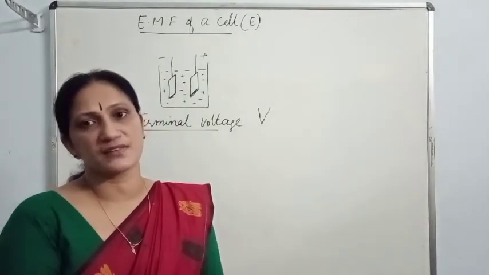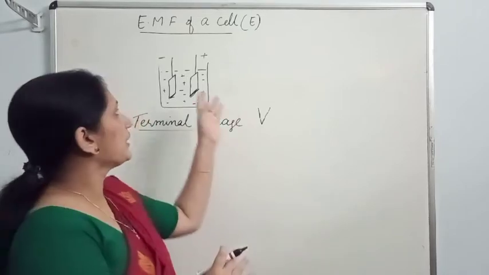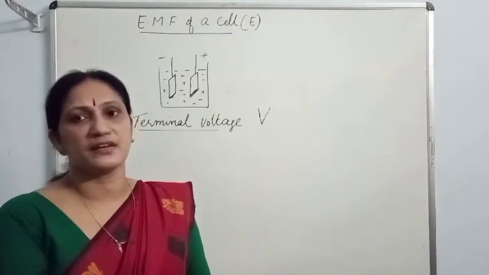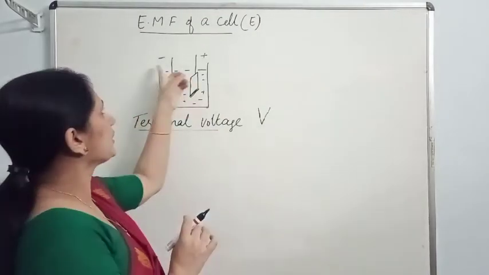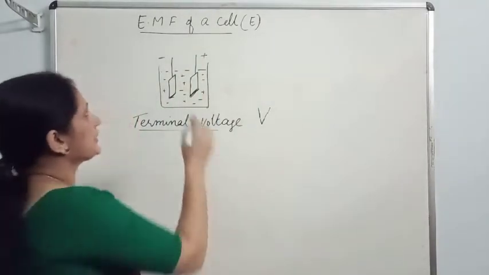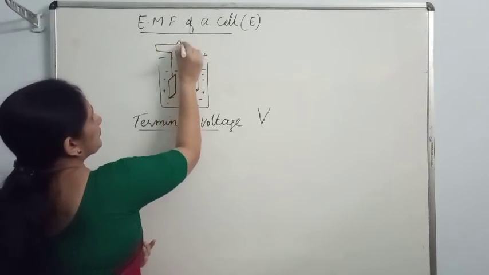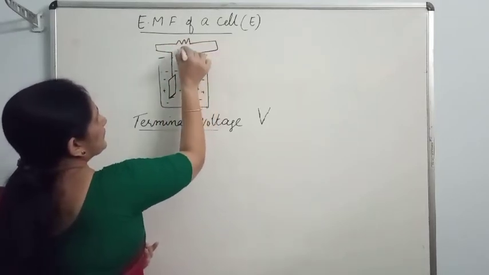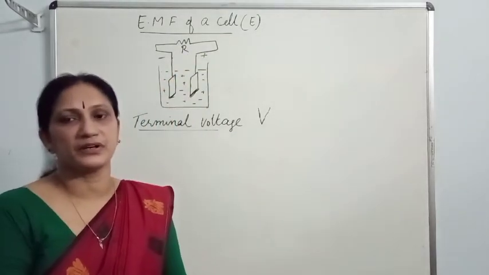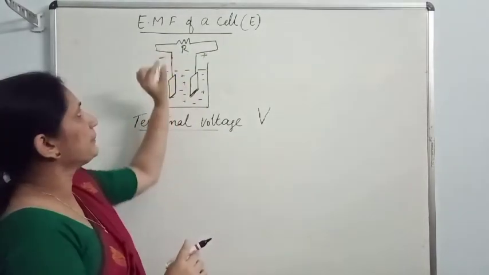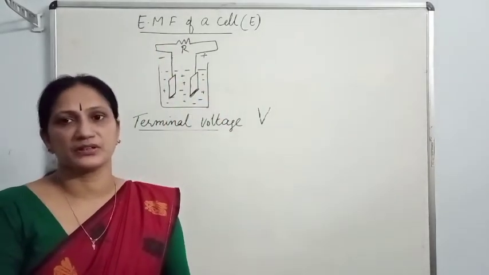Suppose you are using this cell. How to use a cell? How will you connect a bulb to a cell? You have to connect the two ends of the filament to the two electrodes of the cell. Look at the diagram. This resistor R symbolizes the filament of the bulb. And that filament or the bulb you have to connect across the two terminals, then it will work.